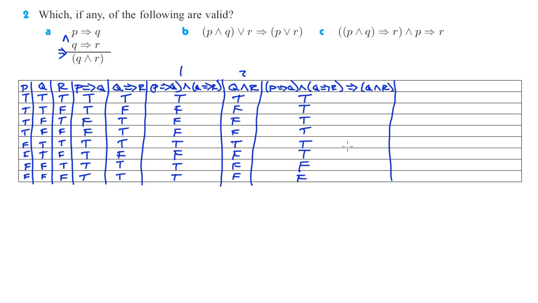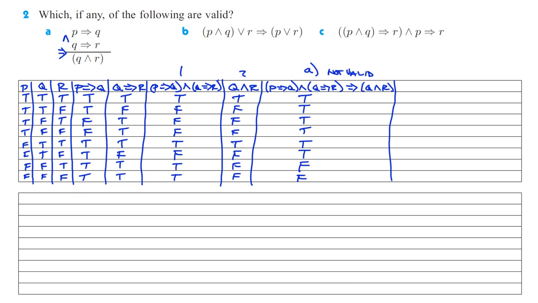Okay, so which of the following are valid? This is A. This is not valid because of these two falses down here. Okay, let's move on to B. All right, so we'll do that one down here.